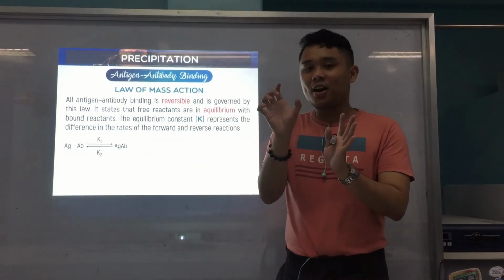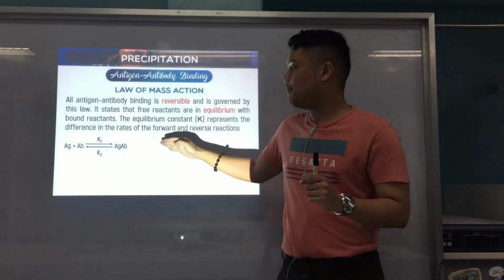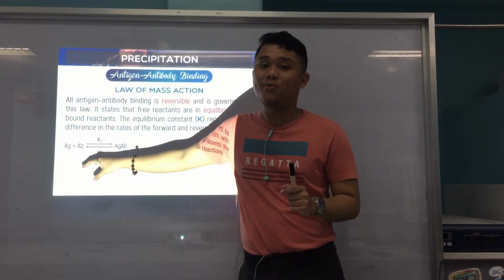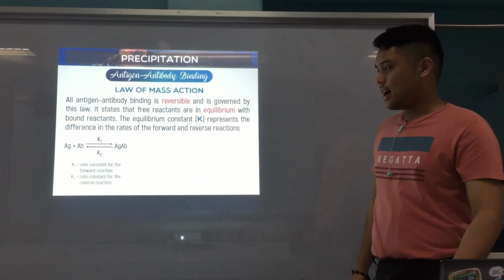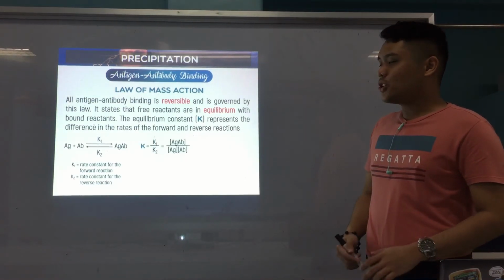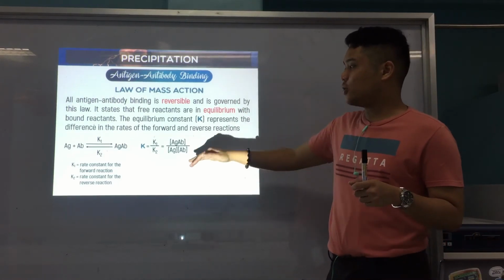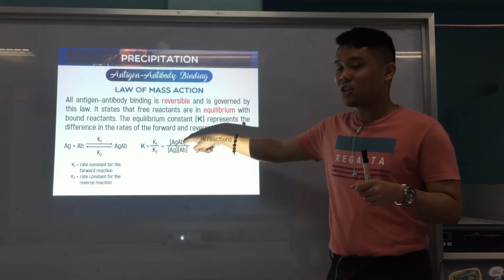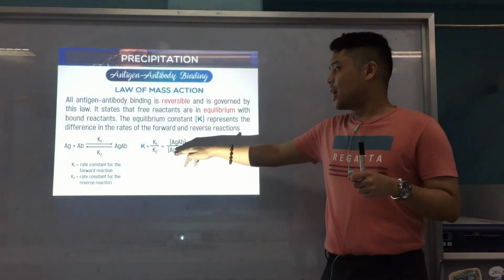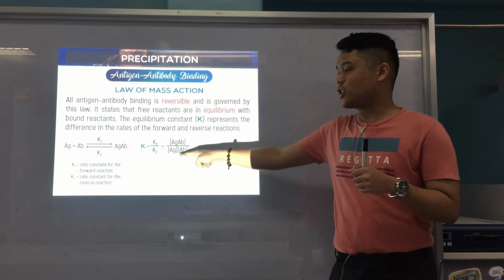This is the rate, or equilibrium constant. So, K1 is the rate of the forward, and K2 is the rate of the reverse. Alright? So, K, therefore, usually we determine the K by dividing K1 over K2. So, the concentration of the antigen-antibody complex over the product of the concentration of the antigen and the concentration of the antibody.